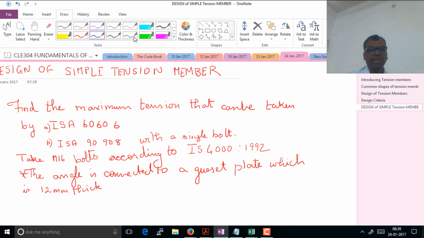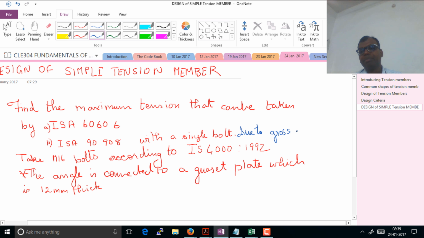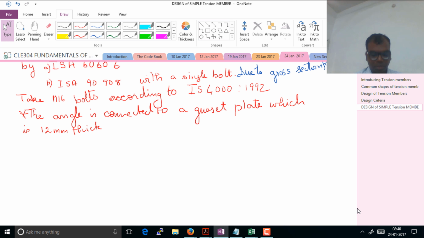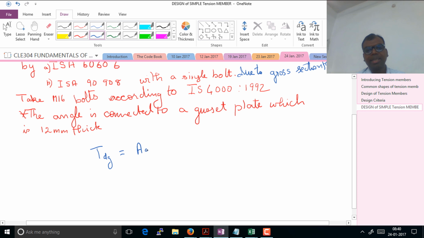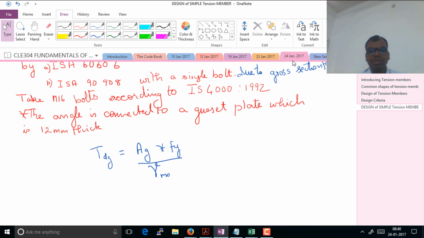I have to add one very important thing over here: due to cross section failure, because there are other failures also. So in this case, we are only looking at failure due to the cross section. Again, we'll look at the formula. The formula is T_dg equals A_g times f_y divided by gamma m0.